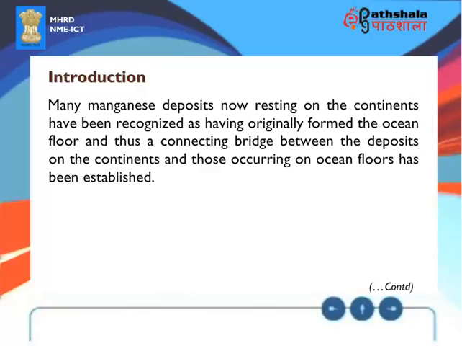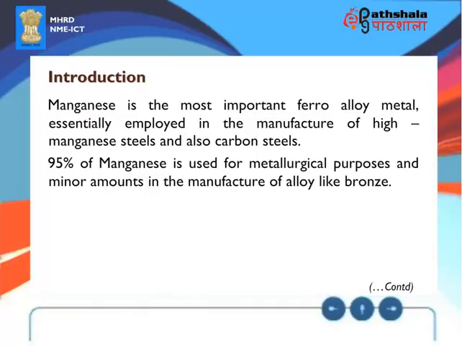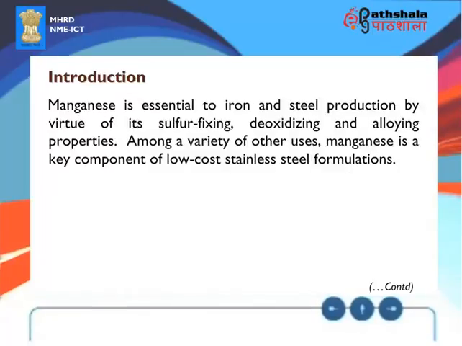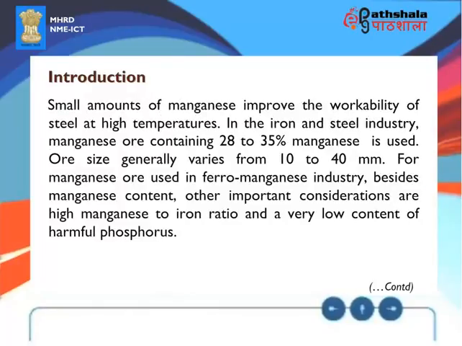Manganese is the most important ferroalloy metal, essentially employed in the manufacture of high manganese steels and also carbon steels. 95% of manganese is used for metallurgical purposes and minor amounts in the manufacture of alloys like bronze. Manganese is essential to iron and steel production by virtue of its sulfur-fixing, deoxidizing, and alloying properties. Among a variety of other uses, manganese is a key component of low-cost stainless steel formulations. Small amounts of manganese improve the workability of steel at high temperatures.